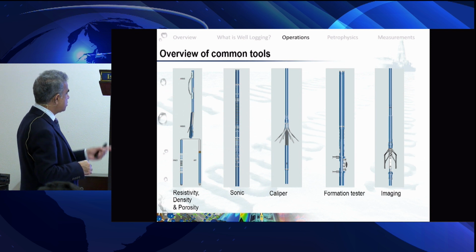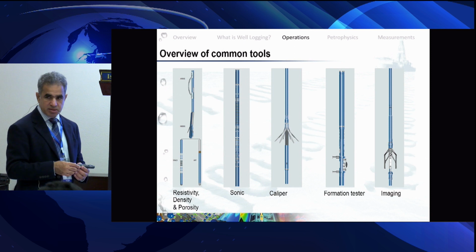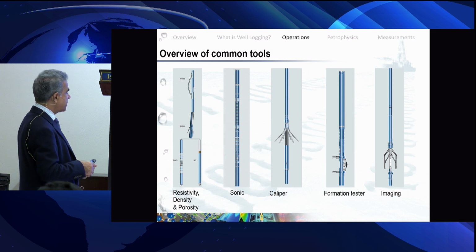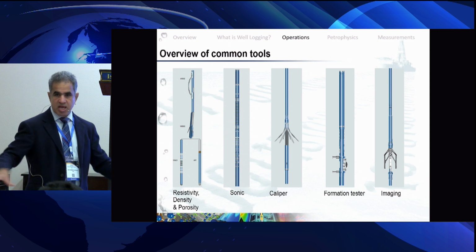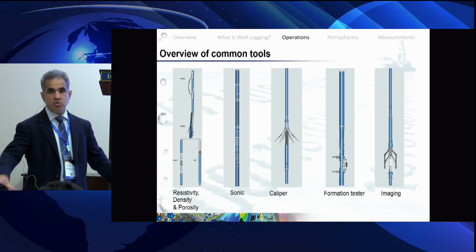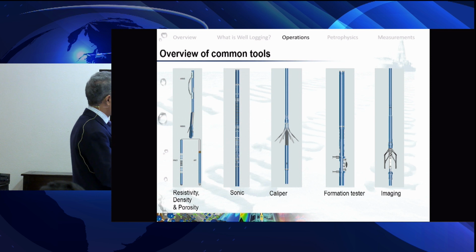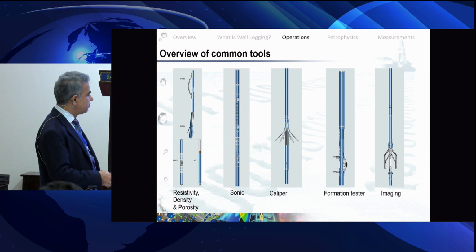On the left hand side, you see resistivity, density, porosity. These we call basic logs. Next, sonic with caliper. The caliper has multiple arms because we need to read the borehole diameter. Then formation tester. We're not going to talk about everything in the rest of the course, but some more. The formation tester is more on reservoir pressures and reservoir sampling. The last one is imaging. Imaging is the resistivity imaging around the borehole, 360 degrees.